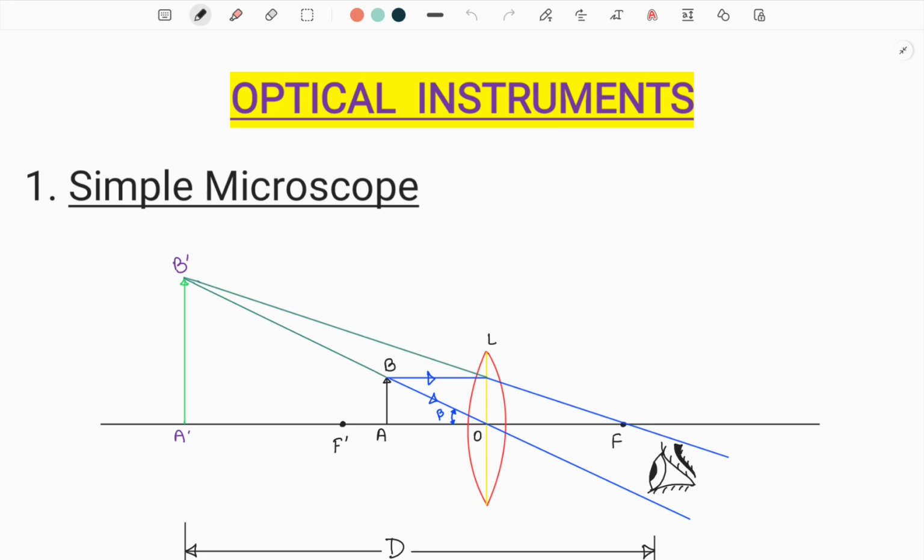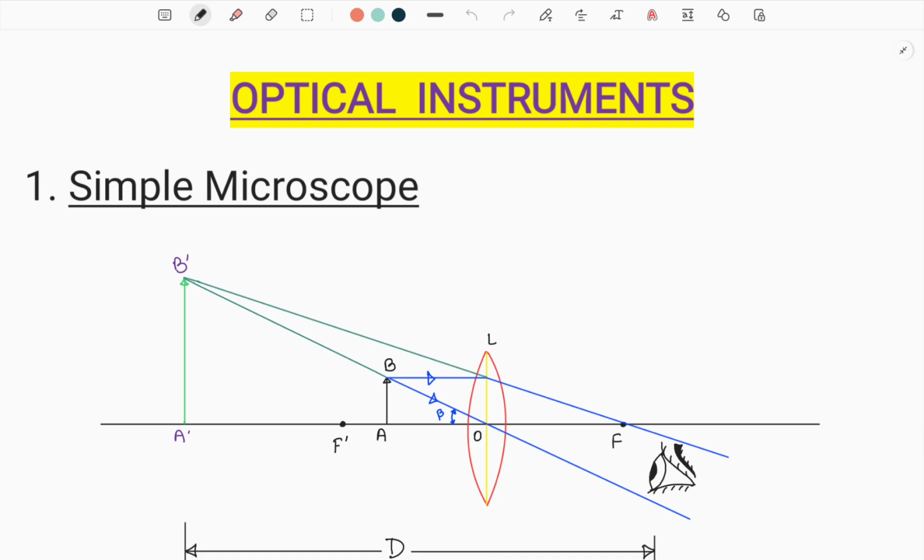In today's lecture we are going to study about optical instruments. So as you can see, the first optical instrument that we are going to study is the simple microscope. A simple microscope is basically an instrument which is used to magnify small objects. To get a better and larger view, we use this simple microscope.